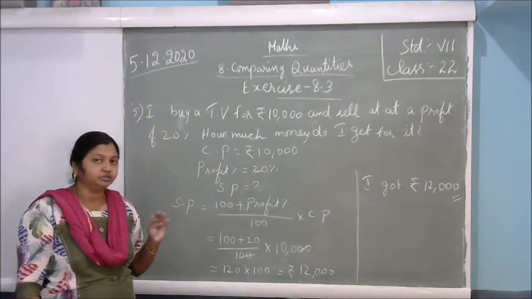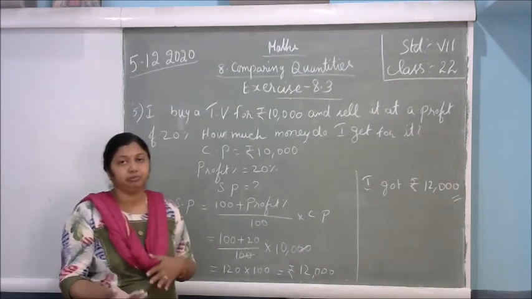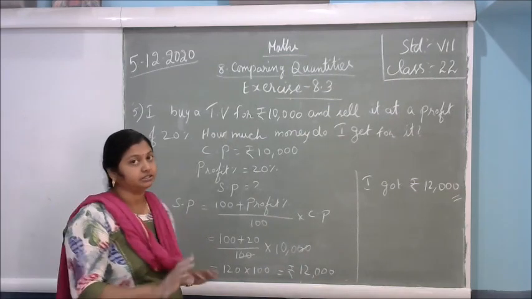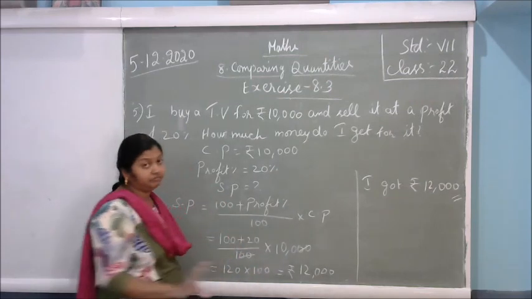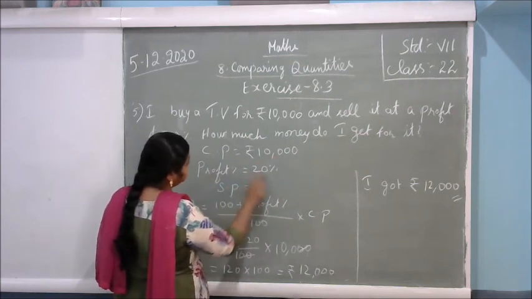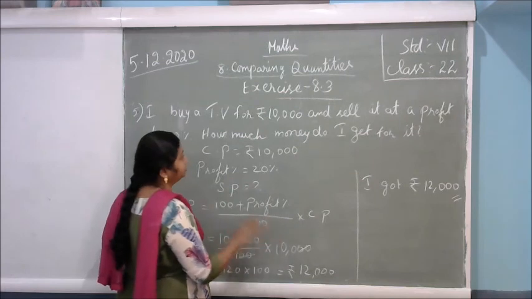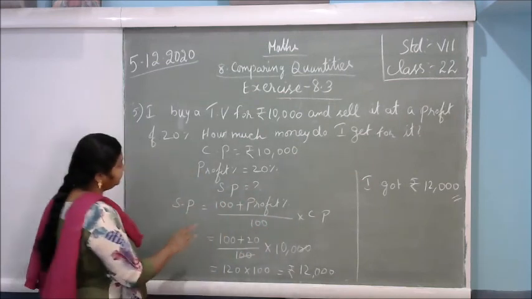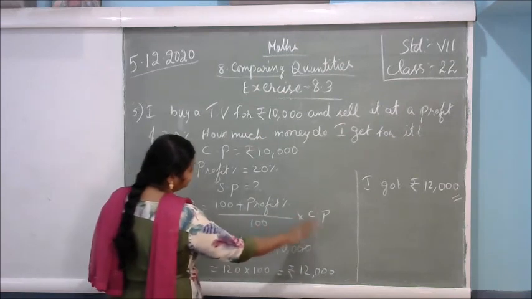I taught you the formula for the selling price. If they have given the profit percentage and the CP, how should you find out the selling price? If that formula is there, use that formula. CP they have given, profit percentage 20% they have given. You have to find out the SP. How much money you got? So SP is 100 plus profit percentage divided by 100 into CP.